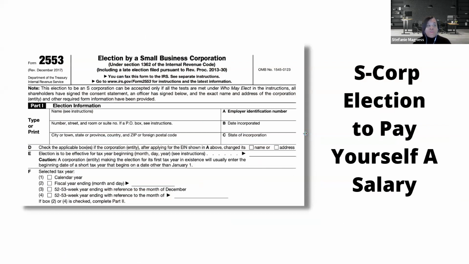This is the form you would fill out. If you want to pay yourself a salary, you fill out this form and mail it to the IRS. Don't do it until you get approved. You have to get a letter from the IRS that says you have switched and are allowed to do this election and pay yourself. Until you get anything back from them, you keep filing as a sole proprietor and you keep doing the owner's draw.